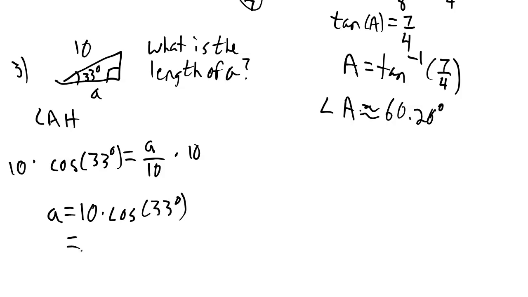Put that into your calculator. You should get 8.38 or 8.39 for your length. So we find that the length of that side is 8.39. Once again, if you did not get this answer, it means your calculator's in the wrong mode. Make sure it's in degree mode.